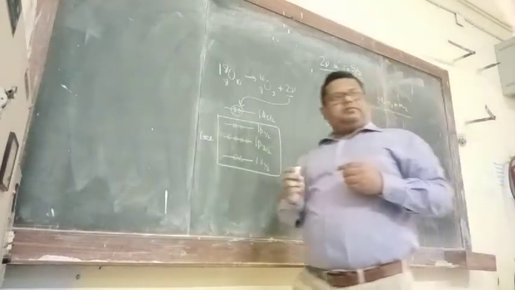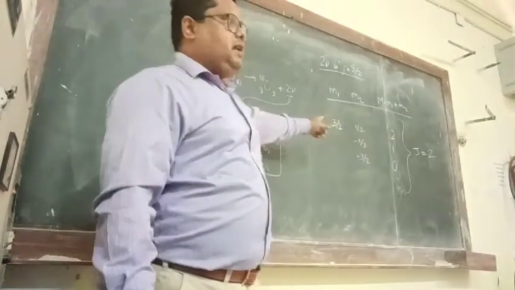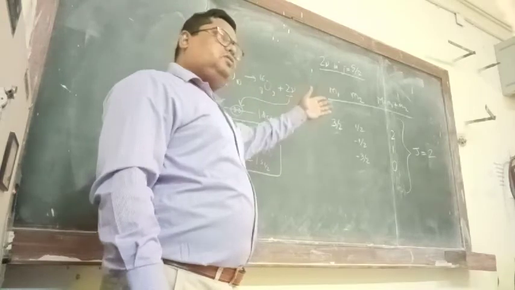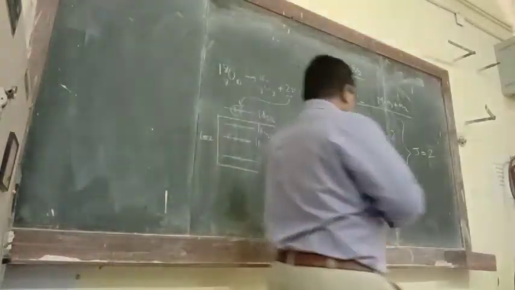Check it out. Okay? Very basic thing. J corresponds to the projections, corresponds to j is equal to 2.